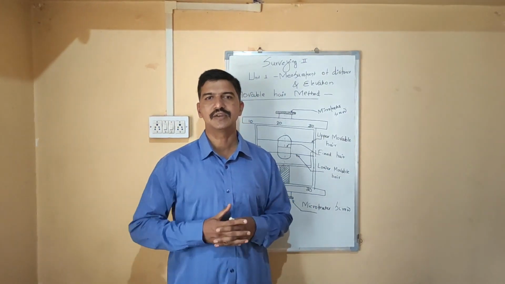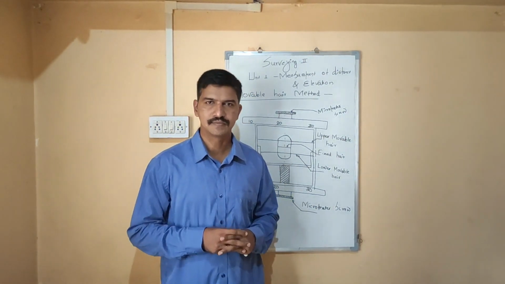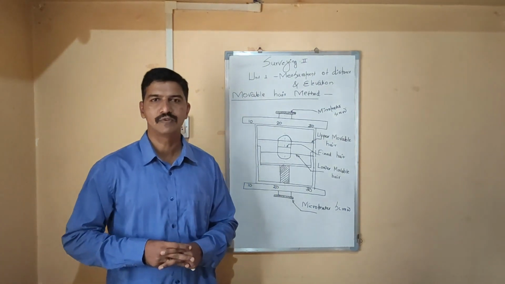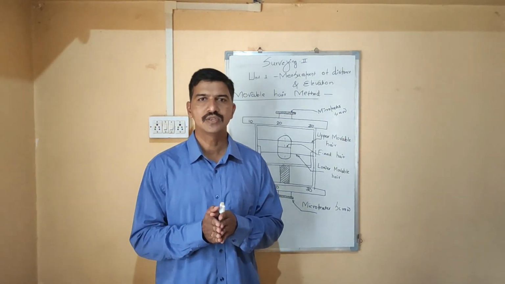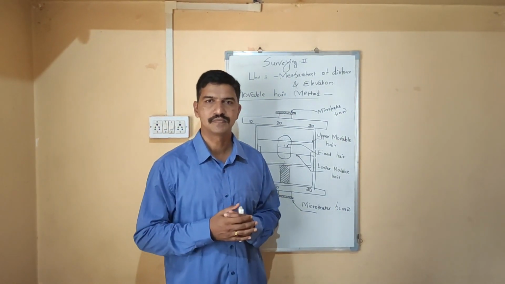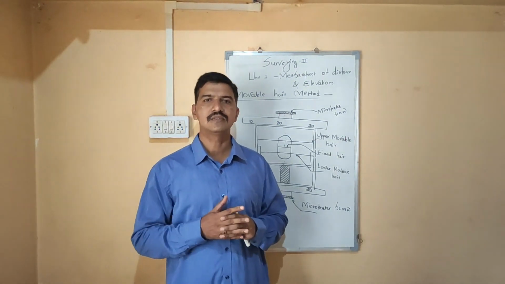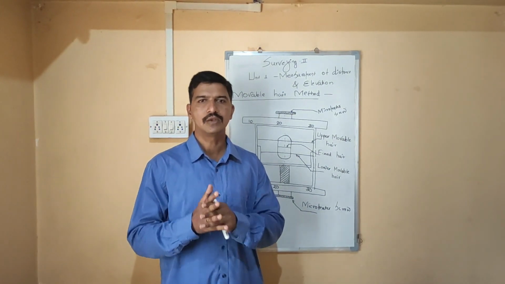In the previous lecture, we have seen some numericals on the fixed hair method. As we have discussed, there are two methods mainly for the tachometer. One is the stadia hair method and the second one is the tangential hair method. In the stadia hair method, there are again two subtypes. One is the fixed hair method and the second one is the movable hair method.